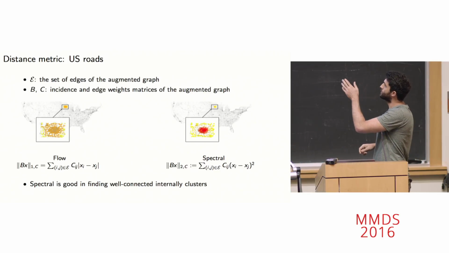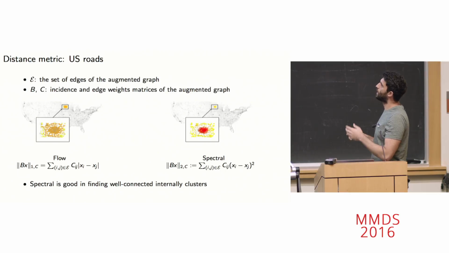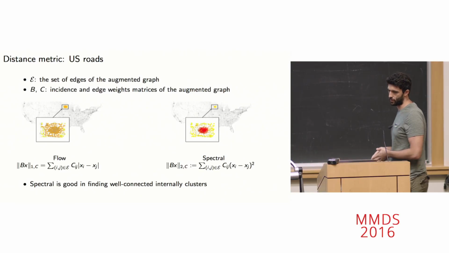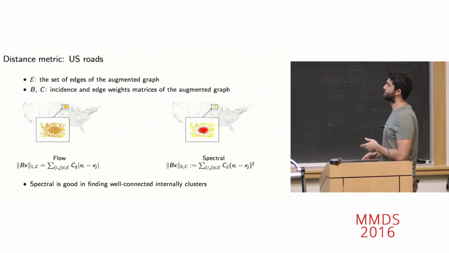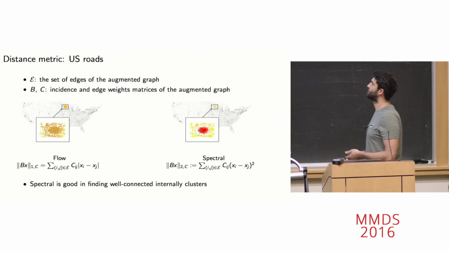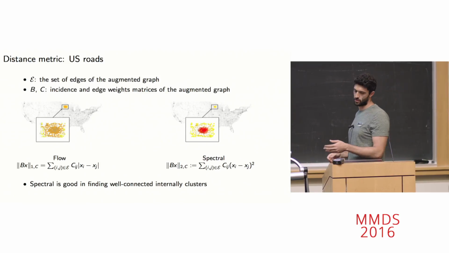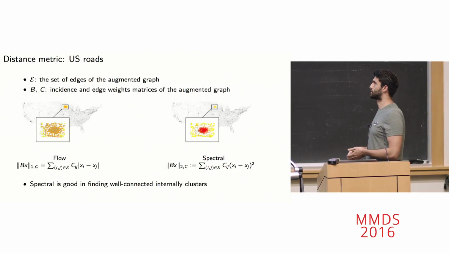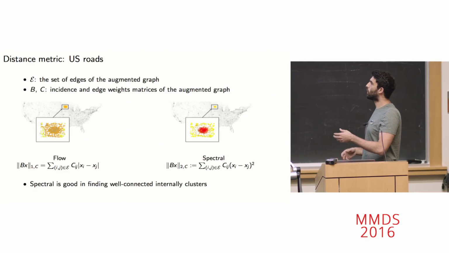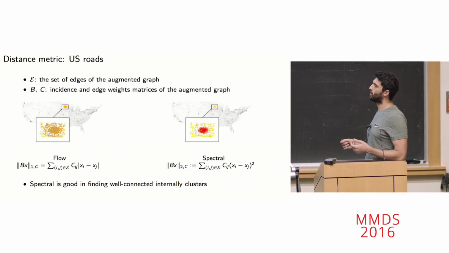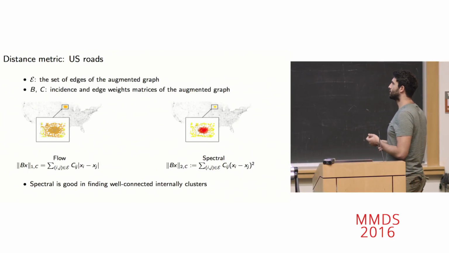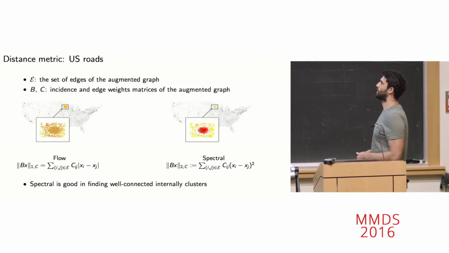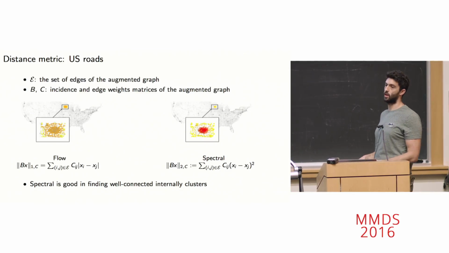So this is US roads again. We have E, a set of edges from the augmented graph that I showed before. And we have two matrices, B and C. B is the incidence matrix, or otherwise the graph derivative. And then we have the C matrix, which is a diagonal matrix that captures the weights of the edges of the augmented graph. So in the example that I showed before, why was the solution different? Well, the difference is because we measure distances of the nodes in a different way. The flow example actually measures distances with respect to the L1 norm.